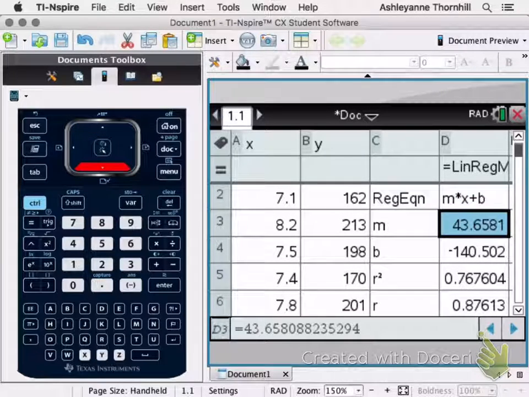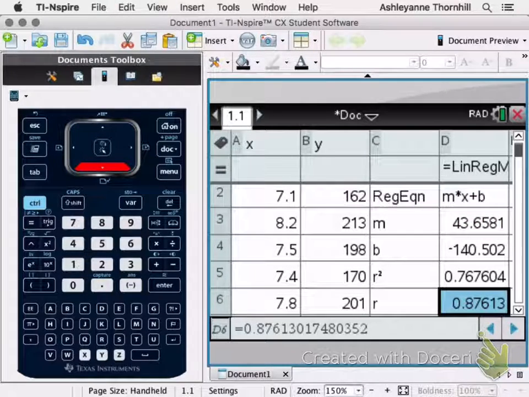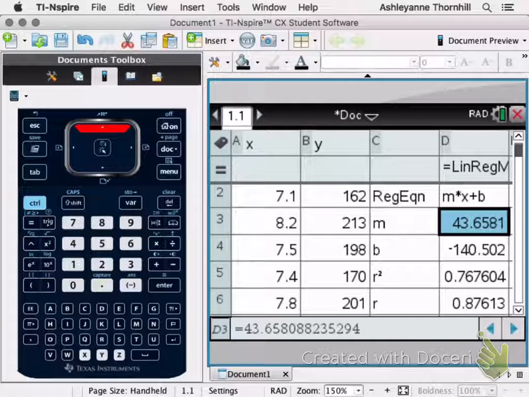And you only need two things from this. You don't need the R squared or the R. You won't learn that until you take AP Statistics. So M represents the slope. Let's go out 2 decimal places: 43.66. And then B represents your y-intercept, so negative 140.5.